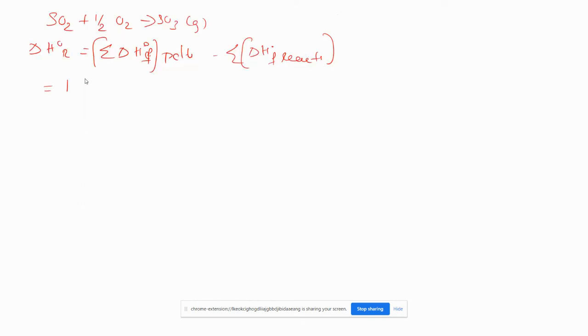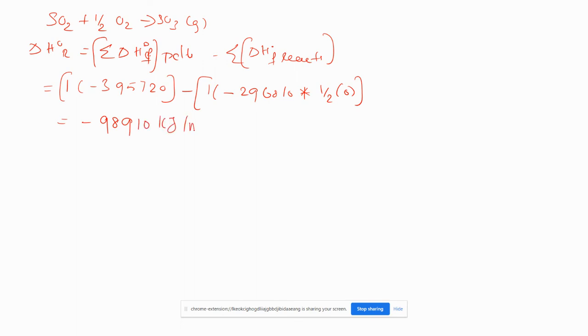So you write 1 into minus 395720 minus of 1 into minus 296810 plus 1 by 2 into 0. You will get the answer as minus 98910 kilojoules per mole. This is the standard heat of reaction.